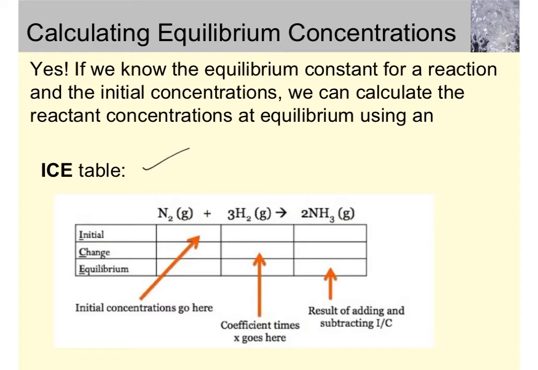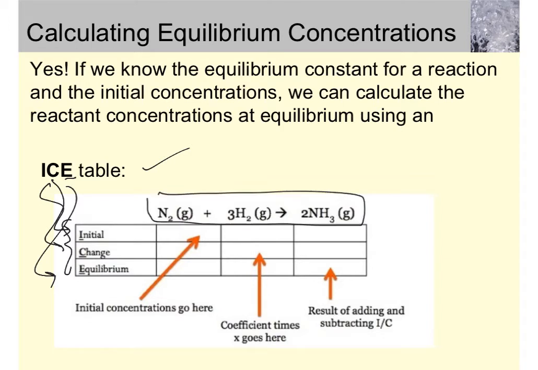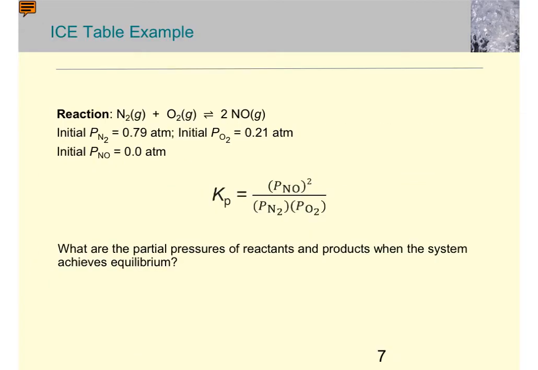It's really an acronym. I stands for the initial concentrations. C stands for the change in concentrations to reach equilibrium. And E stands for the equilibrium concentrations. And so the easiest way to do this is to write the balanced equation over your ice table. And I will show you an example.